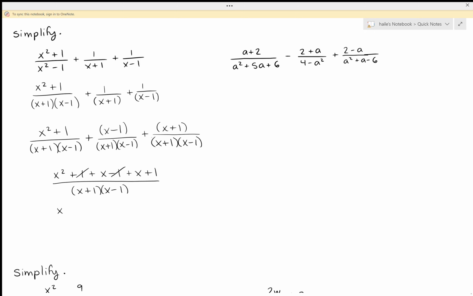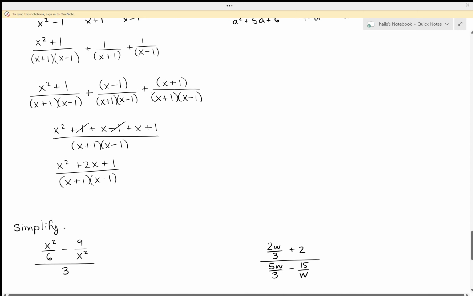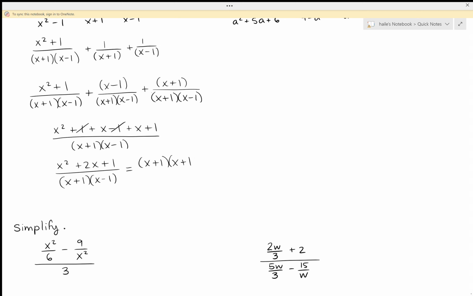And this is equal to (x squared plus 2x plus 1) over (x plus 1)(x minus 1). So last step, we need to see if we can simplify this anymore. I think we can factor the top into (x plus 1)(x plus 1), and that's still over our common denominator, (x plus 1)(x minus 1). Now you notice x plus 1 cancels on the top and bottom, and my final answer is (x plus 1) over (x minus 1).